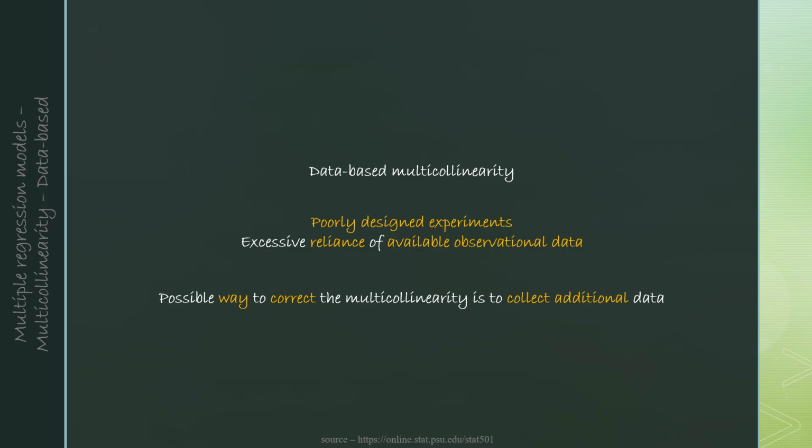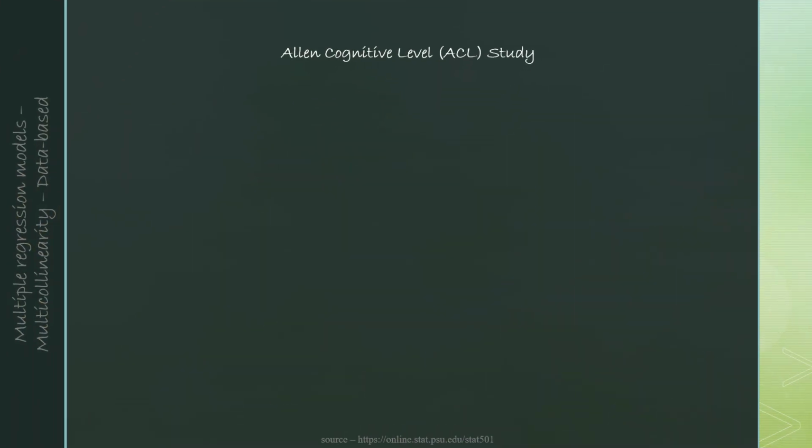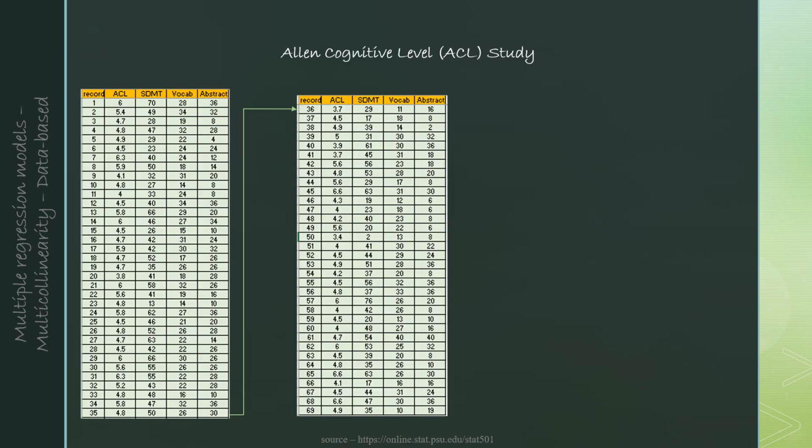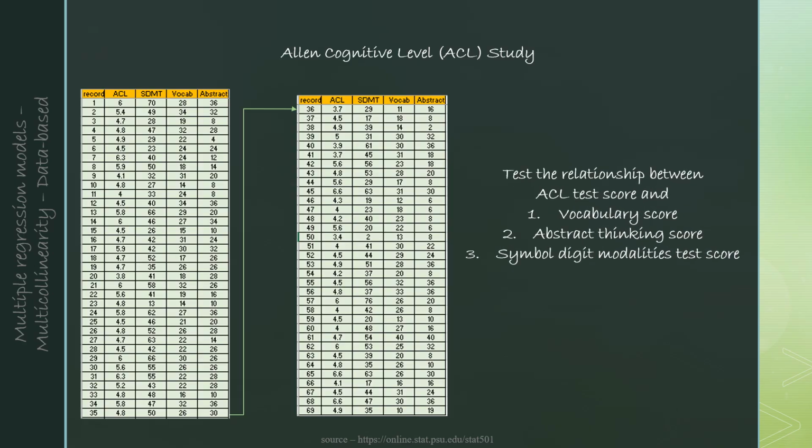Let's illustrate that with an example. Here is the data used for the Allen Cognitive Level, in short ACL, study that aims to test the relationship between ACL test score and the following 3 measurements for 69 patients: 1, vocabulary score, and 2, abstract thinking score, both measured using the Shipley Institute of Living scale, and 3, symbol digit modalities test score. Let's not break our heads on the conceptual details of these tests and just pay attention to the data relationship between the response variable ACL test score and the rest, which are the predictors.